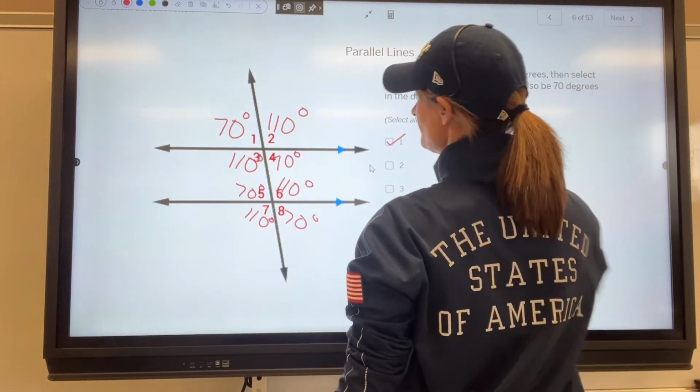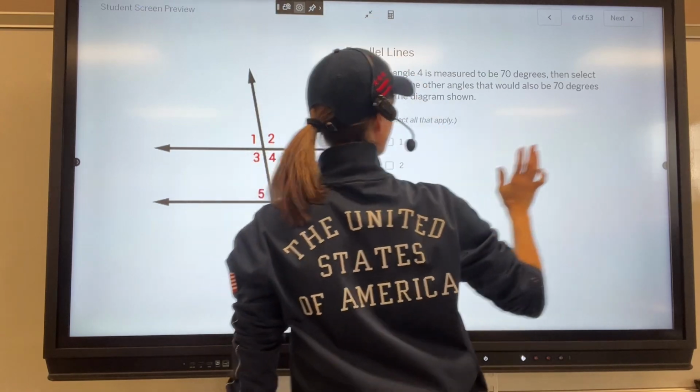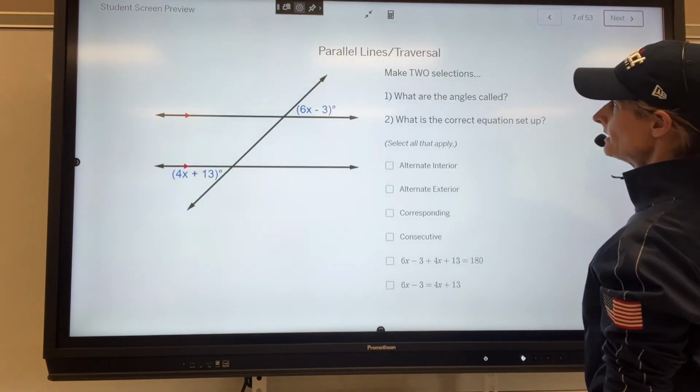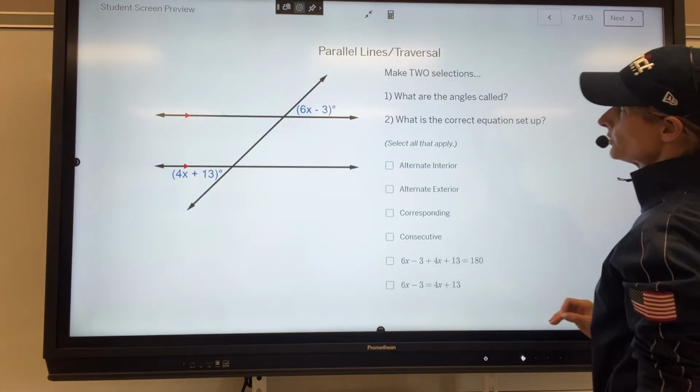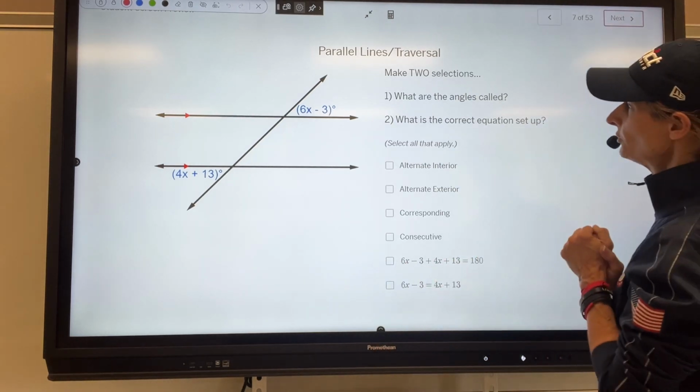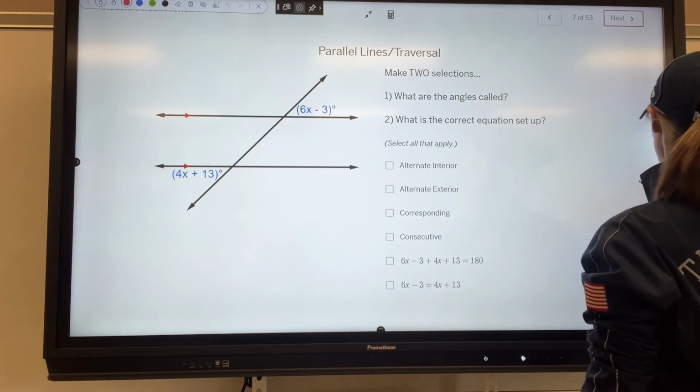Okay, now we're gonna apply this. So, question says, make two selections. What are the angles called? And what's the correct equation set up?